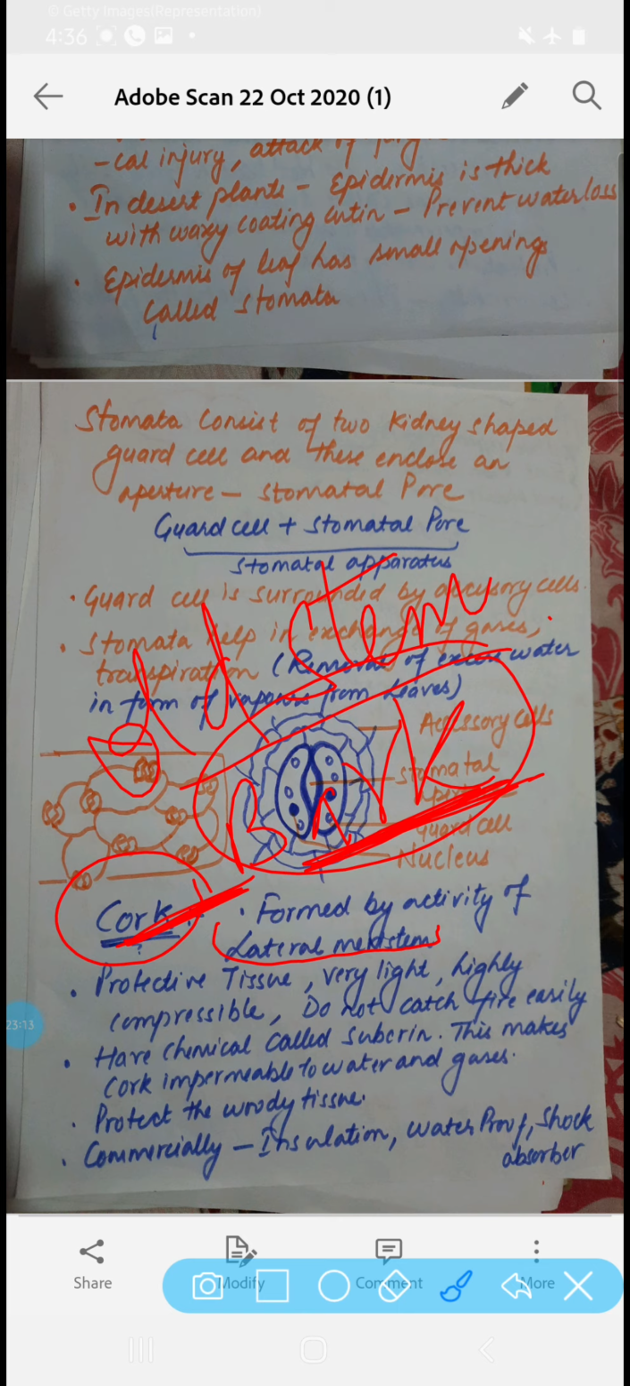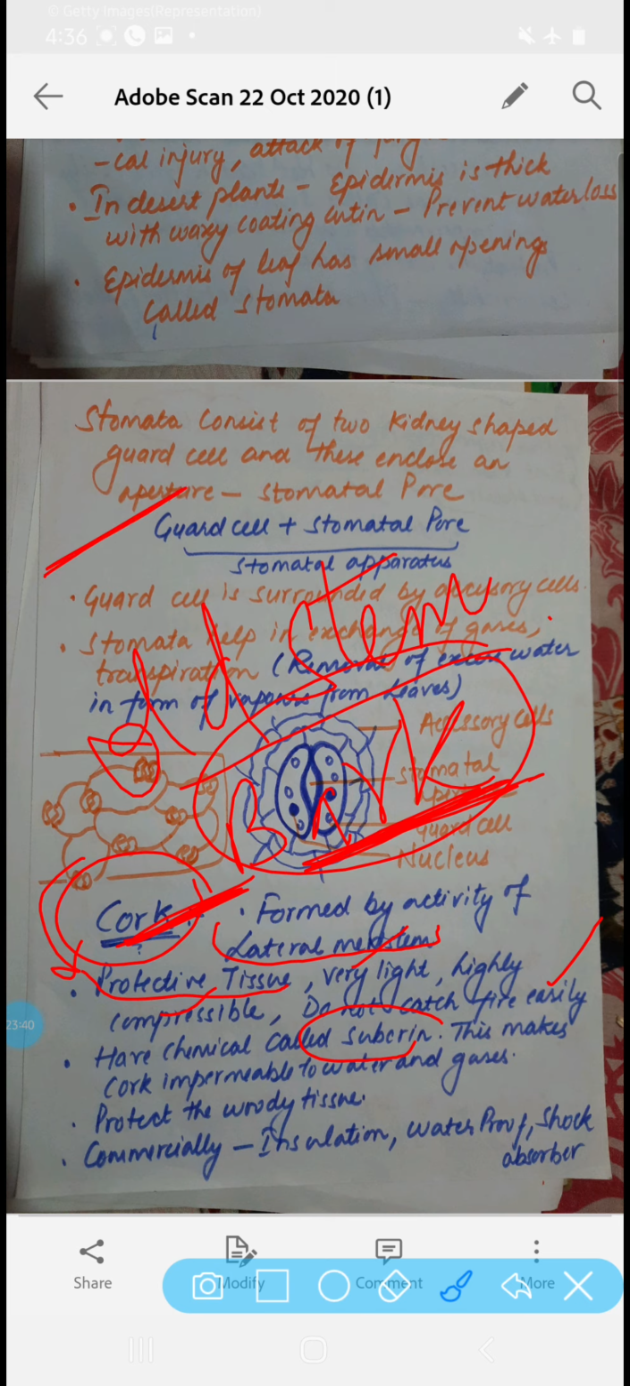Okay, so cork is again one of the protective tissues. If we weigh it, अगर हम उसको weight करते हैं, it is very light, it is highly compressible and does not catch fire easily. So these are the characteristic features of the cork cell. They have a chemical called suberin. This suberin makes it impermeable to water.